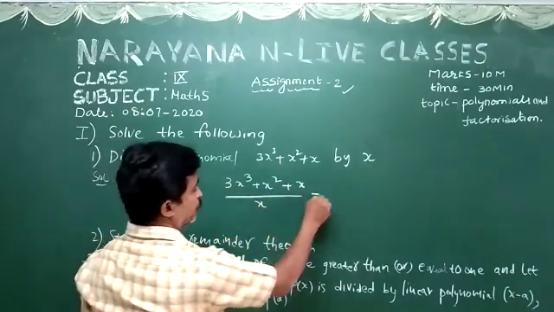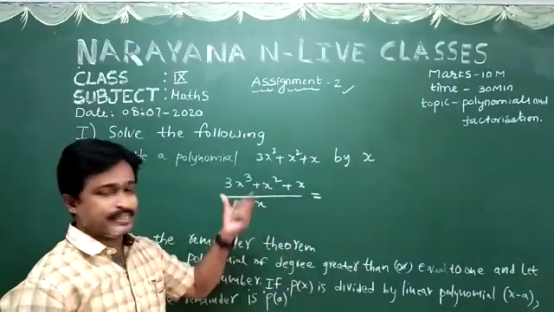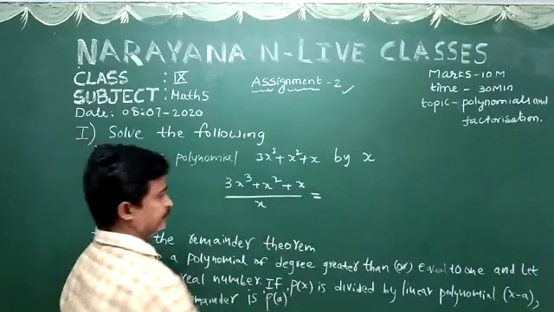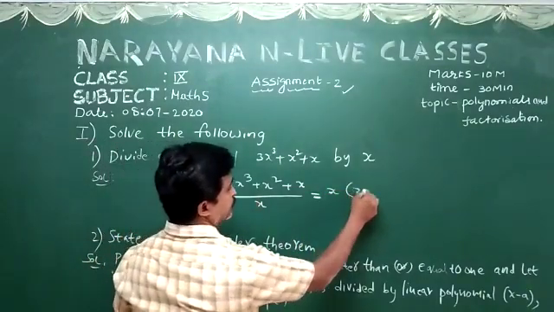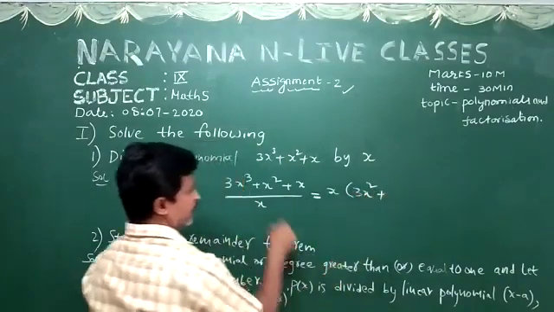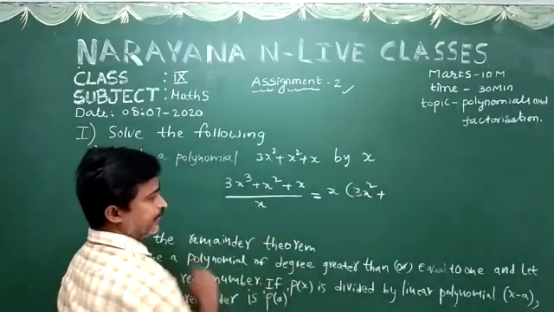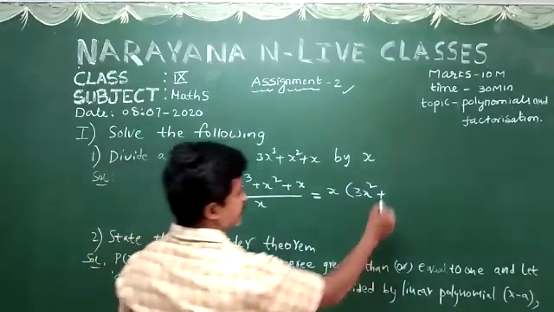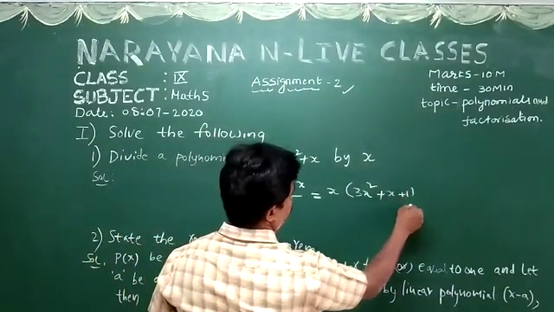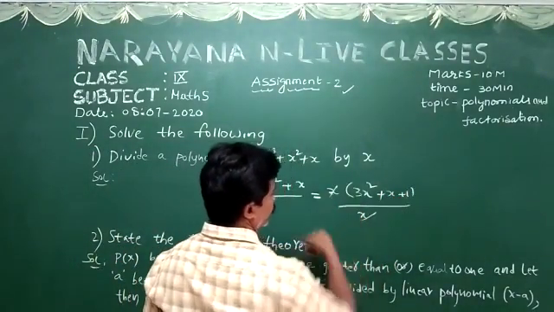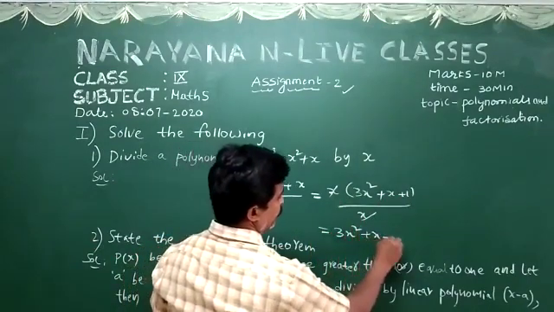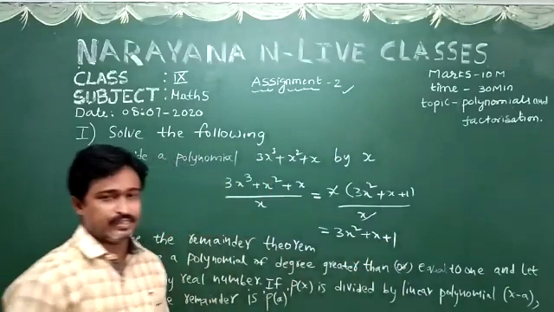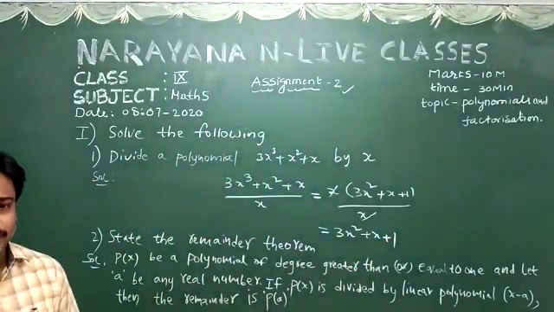Coming to the solution, in all the terms x is common. That gives 3x square plus x square. In x square, x is common, only x remains, plus 1 by x. So the final answer is 3x square plus x plus 1.